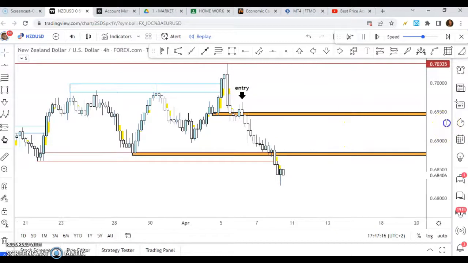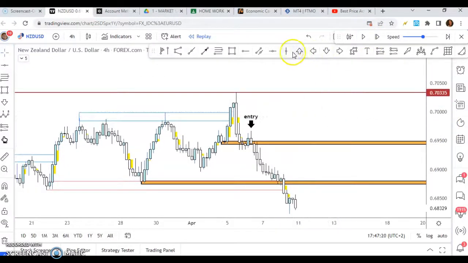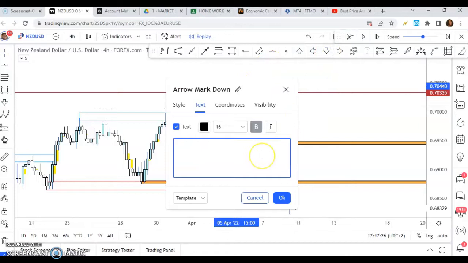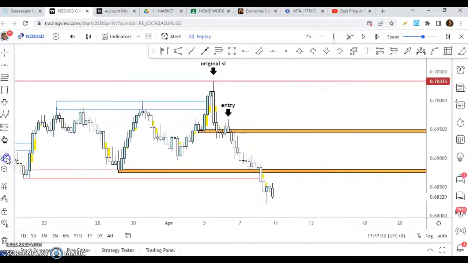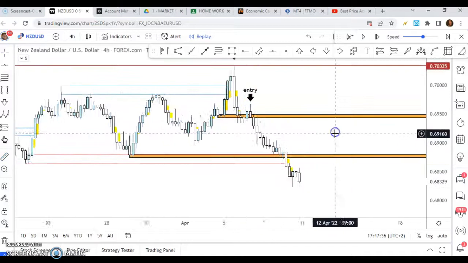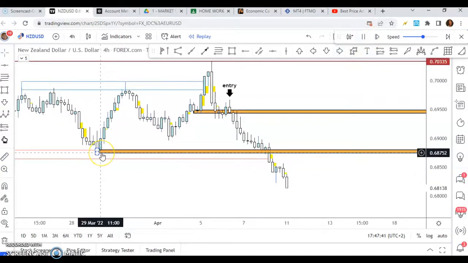Remember, and I forgot to mention, your initial stop loss is going to be above the high or whatever rules you establish. So this is your original stop loss right here. And so you're still in this trade, you're in profit, you take your entry down 78 pips, kudos to you. And now the market has broke structure again.